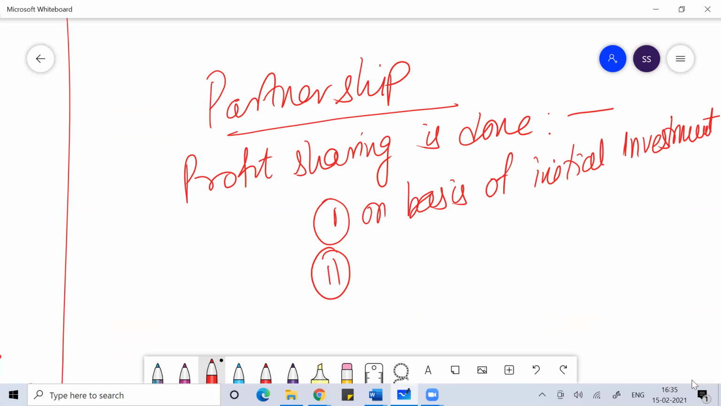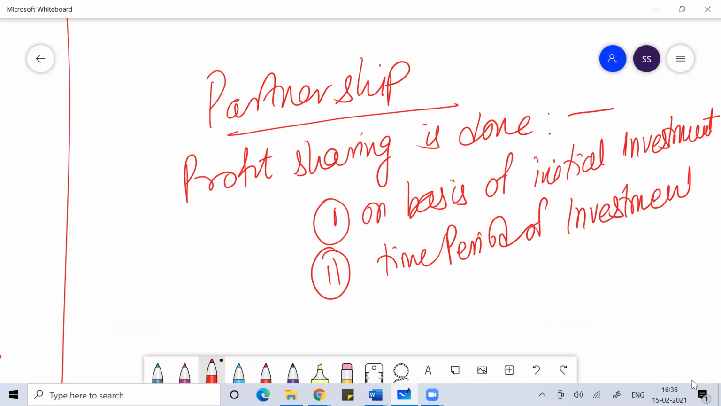In the partnership model, profit sharing is done on the basis of the initial investment, meaning how much money you're putting into the business. That is one parameter. The next parameter is the time period, how long you're putting that money into the business. And the third parameter is your nature of involvement.